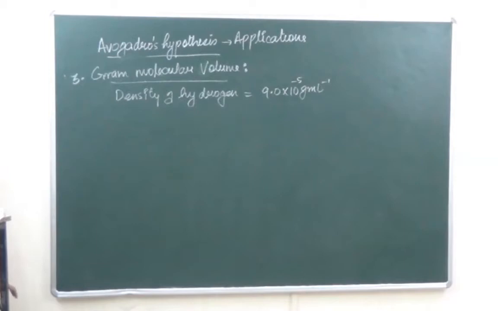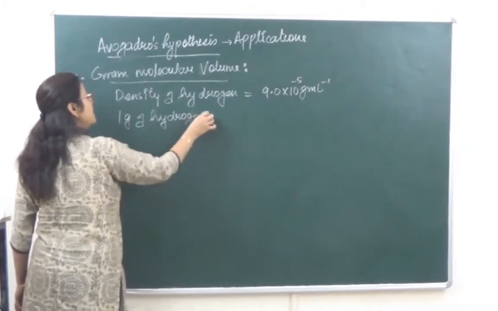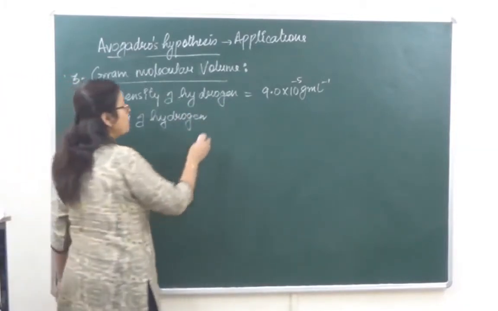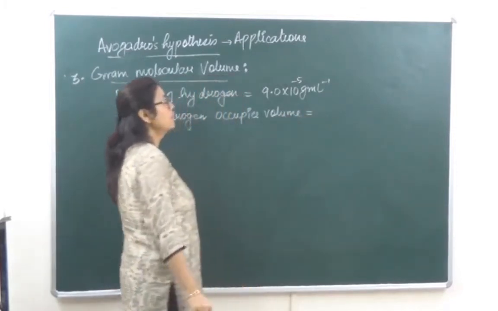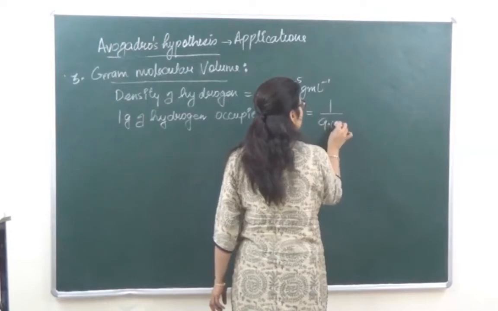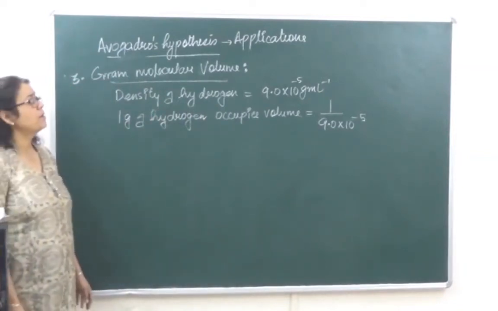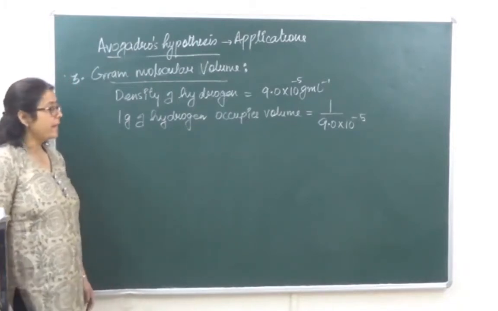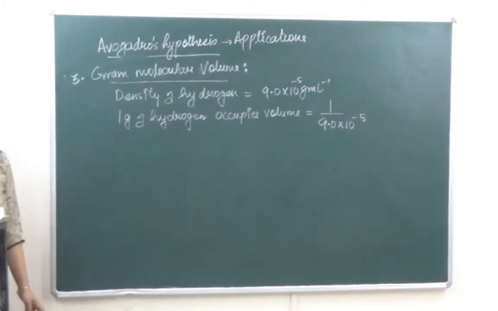Now this is the density at NTP. At NTP, right? So ये density हमने जो ली है ये NTP पे है और 1 gram of hydrogen अब कितनी वॉल्यूम ऑक्यूपाई करेगा? 1 gram of hydrogen occupies volume that will be equal to how much? That will be equal to 1 upon 9 into 10 raised to power minus 5. ठीक है कि अगर डेंसिटी हाइड्रोजन की 9 into 10 raised to power minus 5 grams per ml है तो 1 gram of हाइड्रोजन की वॉल्यूम कितनी हो जाएगी? 1 upon 9 into 10 raised to power minus 5, राइट?